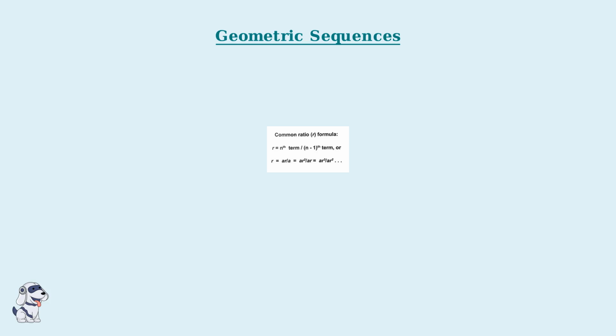Mathematically, we can find the common ratio by dividing any term by the previous term. This gives us a consistent value throughout the sequence. This constant ratio is what makes the sequence geometric. No matter which consecutive terms we choose, we always get the same ratio value.